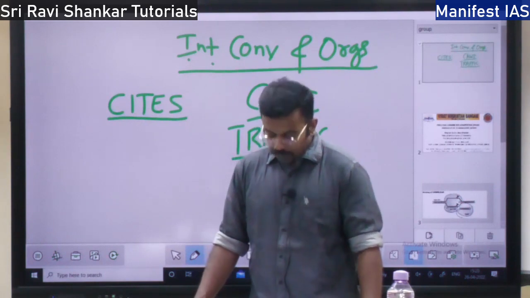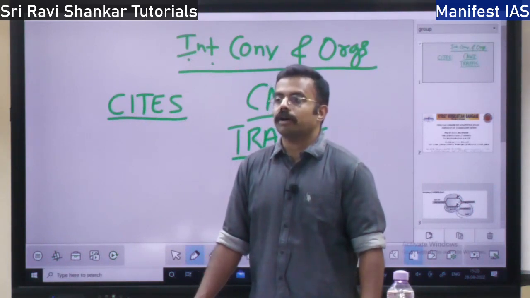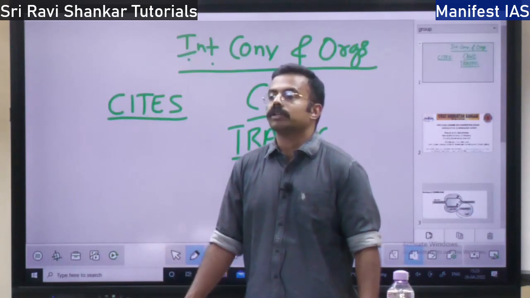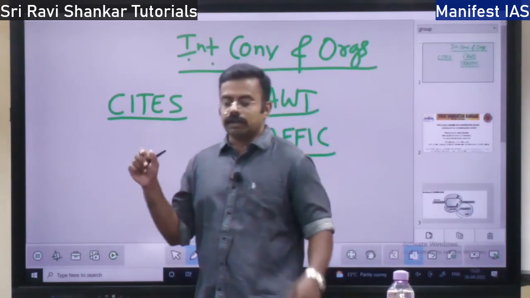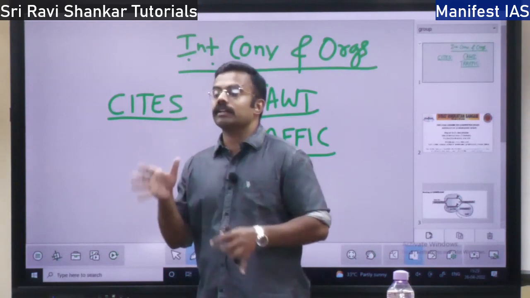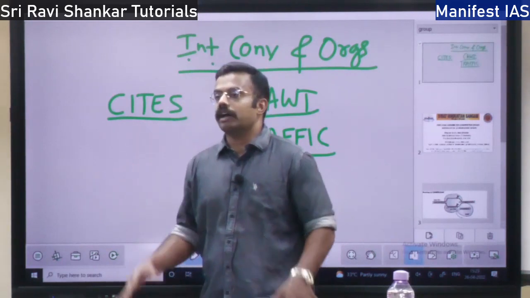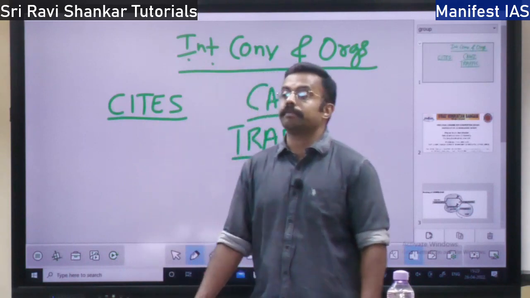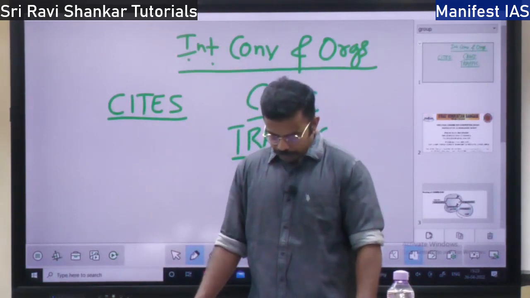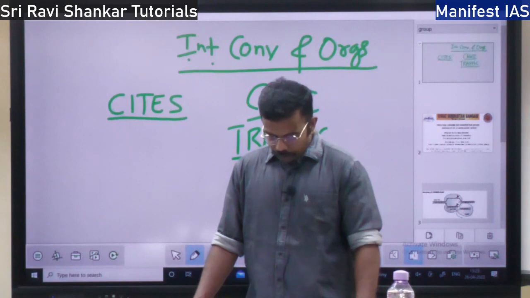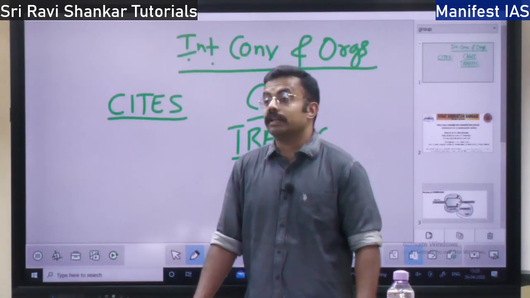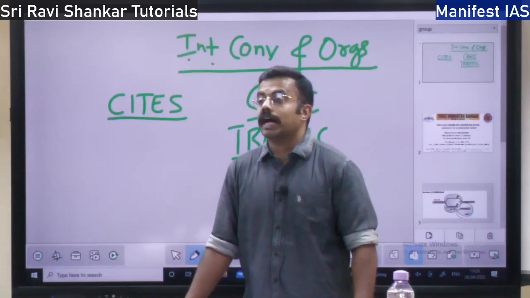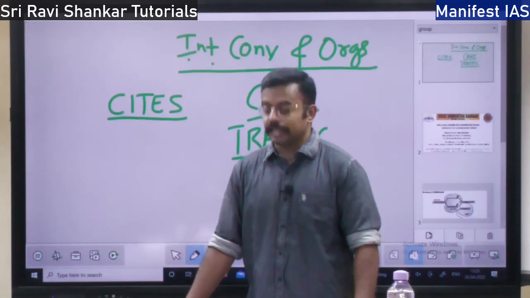Then stop organized crime. Organized crime means people come together and commit a crime. There are certain organizations which are into crime. They plan and organize the crime. That's a very big topic under UPSC mains. So that you have to prevent. Then there is a need for high level political will. Politicians have to pitch in to protect the animals and prevent the illegal trade in animals.